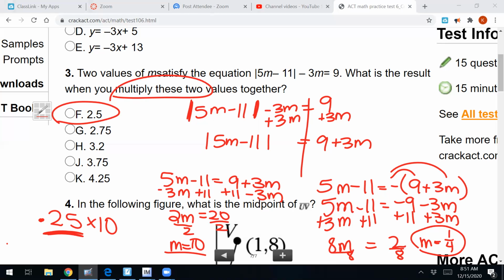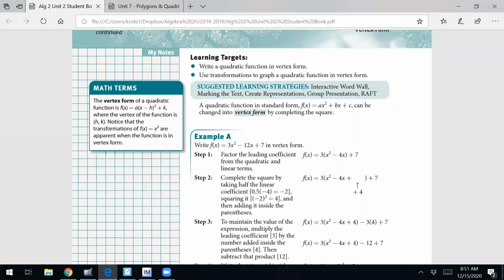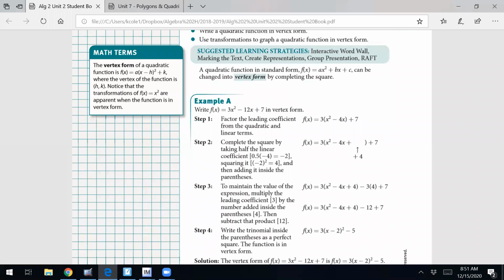We are going to go back to our book and keep working on the vertex. Y'all, that was page 186. So page 186 is where I need you to go.